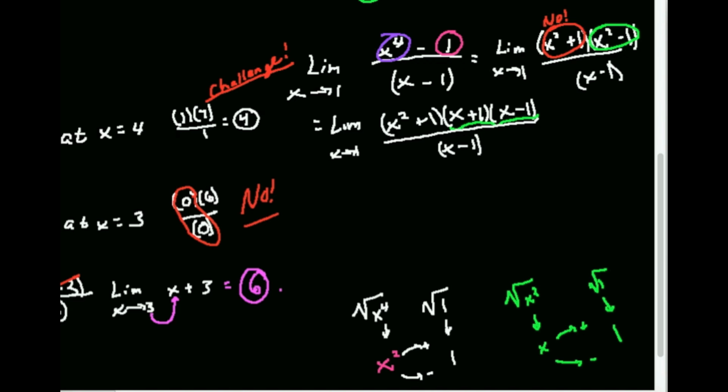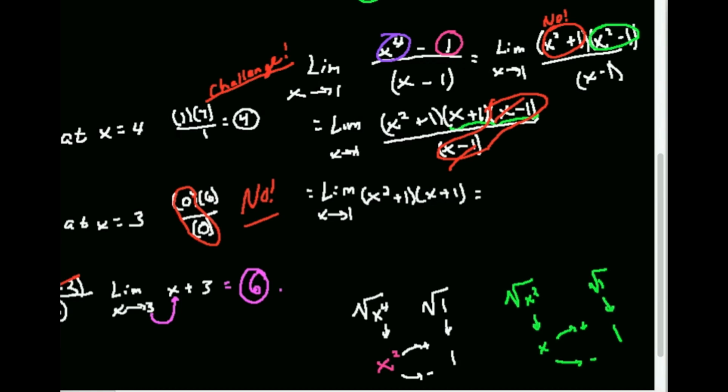Now this is actually a really good thing. Notice, I have an x minus 1 in the denominator, and if I just plug 1 in, I'm dividing by 0. But I also have an x minus 1 in the numerator, so these things cancel. Okay? And so what I'm left with is the limit as x goes to 1 of x squared plus 1 times x plus 1. Now notice here there's no way I can actually be dividing by 0, okay?